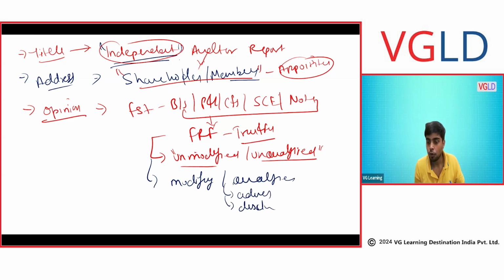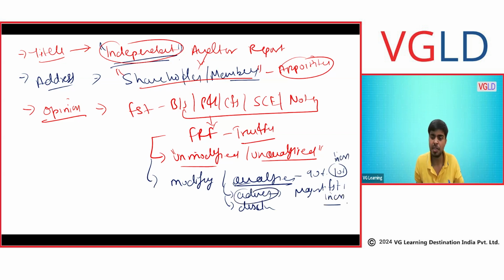In a qualified opinion, 90% of the financial statements are okay and 10% is incorrect. In adverse, we say the majority of the statements are incorrect; management has prepared very bad financial statements. And in a disclaimer, we resign: we say we are not able to check anything, so we will just resign. This is discussed in detail in chapter number 20.